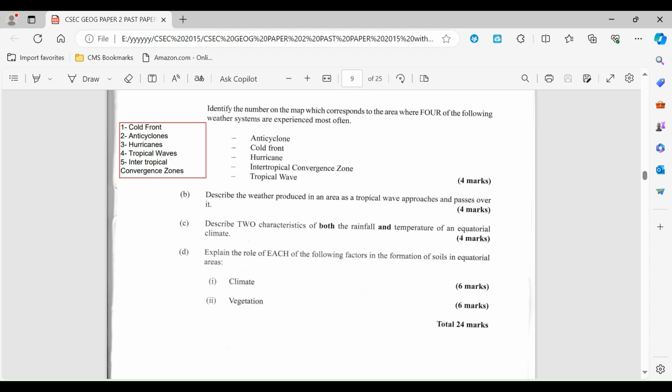Part D of the question asks that we explain the role of each of the following factors in the formation of soils in equatorial areas. So we're talking about climate and vegetation, and describing each is 6 marks. So let us start with climate.